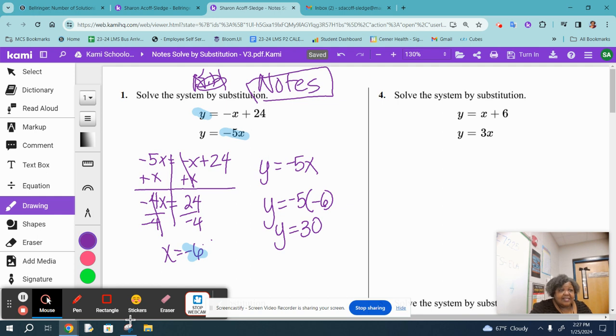Now, last step. I have to write my answer as an ordered pair. That's first x, comma, y in parentheses. Additionally, since the test is going to be on paper, I want you to draw a box around those.